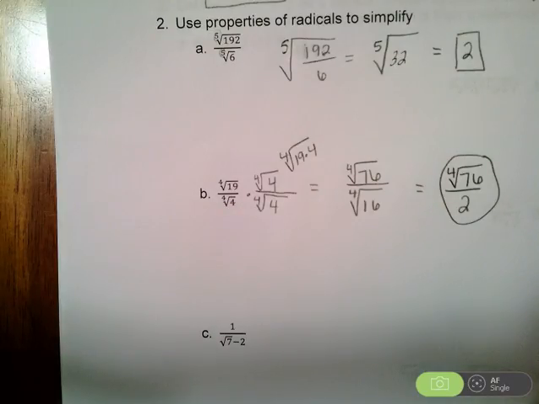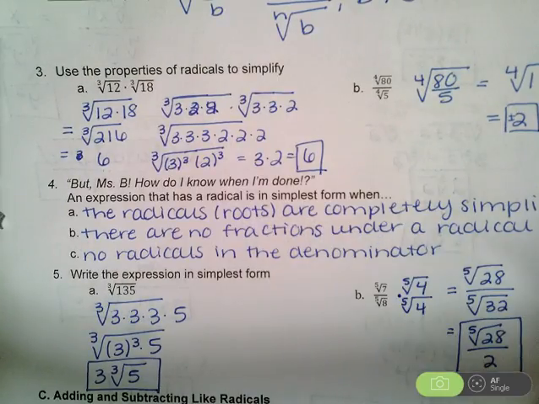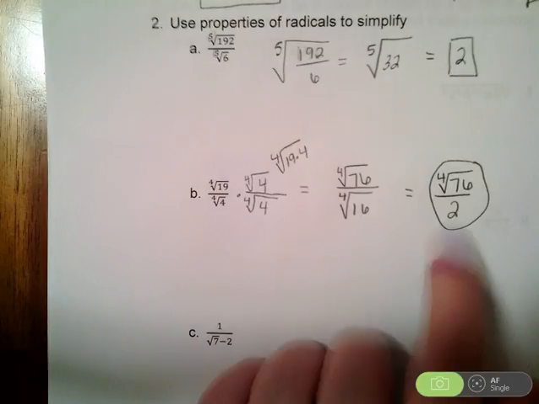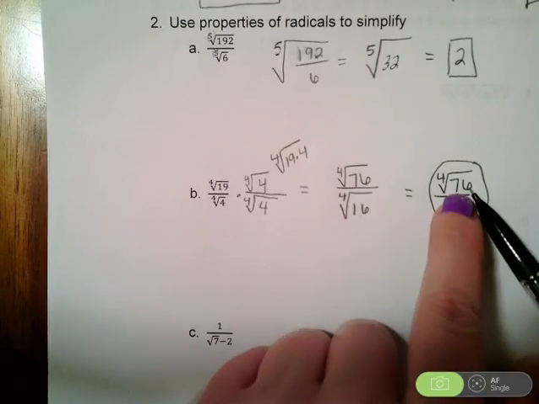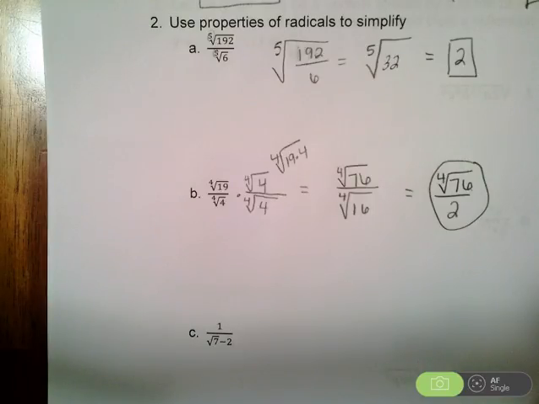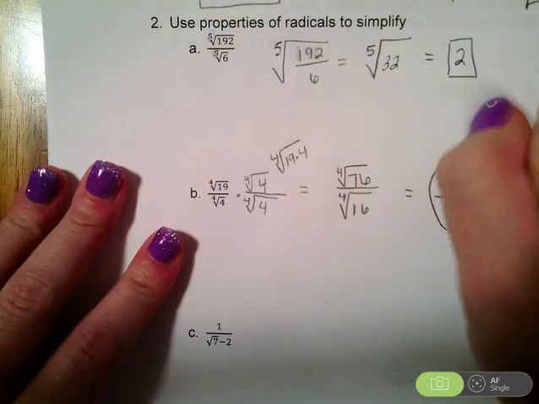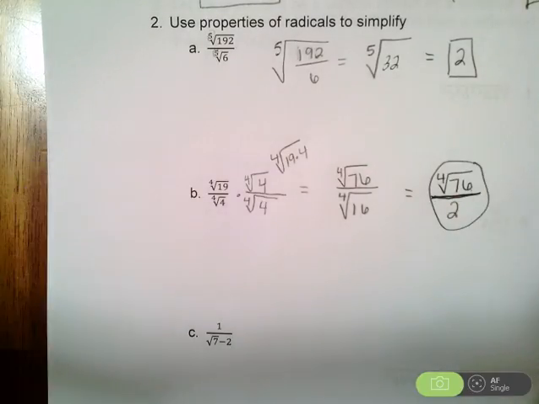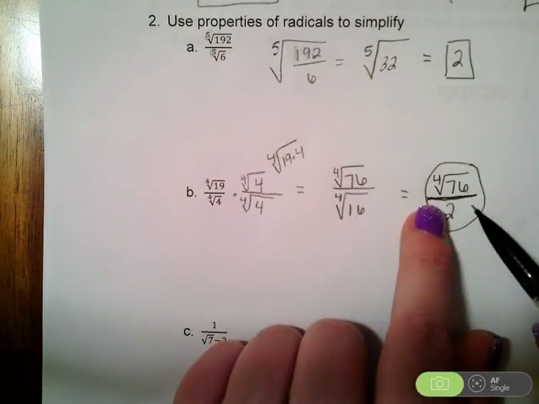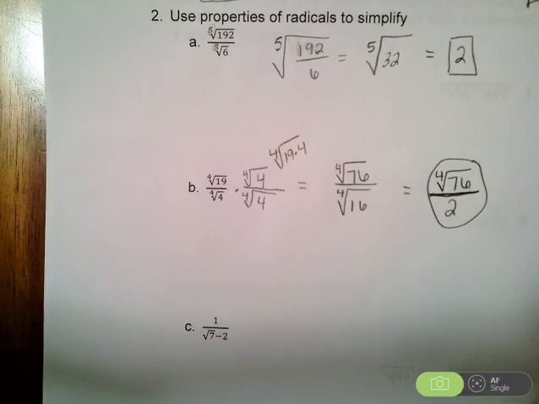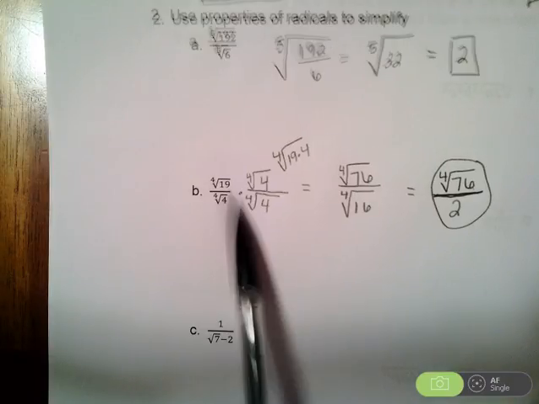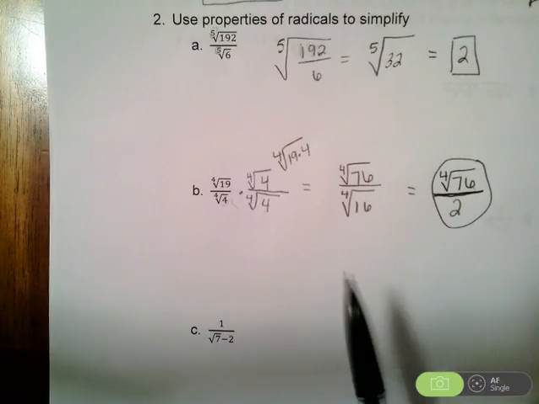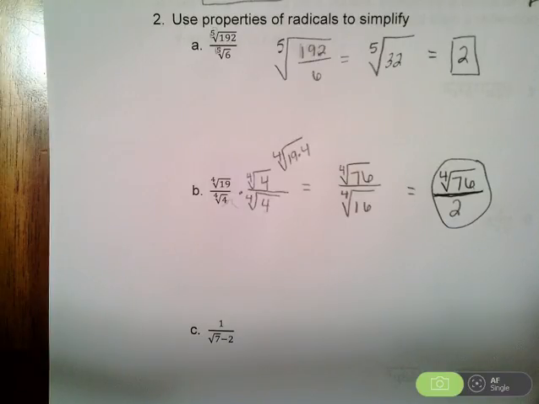And a lot of you at this point are like, Miss Bauckham, how do I know when I'm done? Well, let me show you. We wrote these down in class. The first thing is that the radicals or our roots are completely simplified. The fourth root of 76 does not simplify anymore, so we're good. The second thing said that there are no fractions underneath the radical. Even though we have a fraction, the fraction itself is not underneath the radical sign. The only thing that's underneath the radical sign is the numerator, and that's okay, all right? And then C says there are no radicals in the denominator. Well, that's what we got rid of when we rationalized the denominator, okay? So we're done. Yay, team.